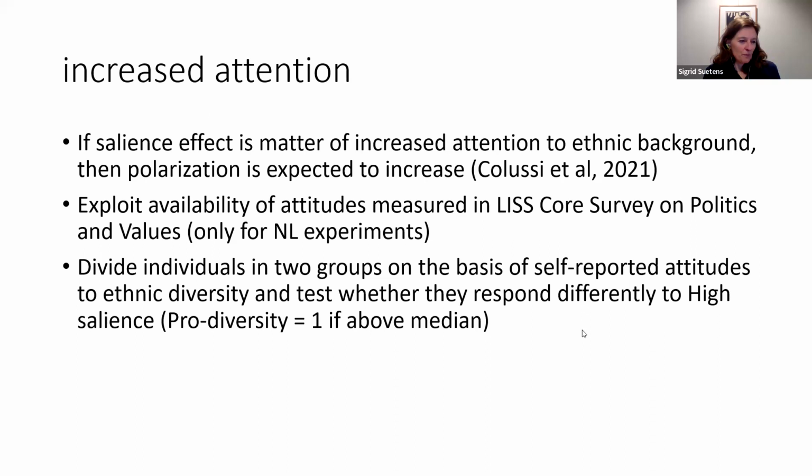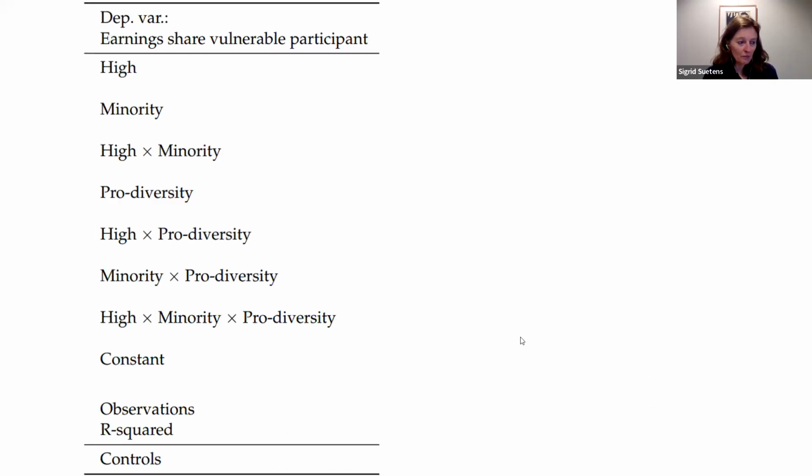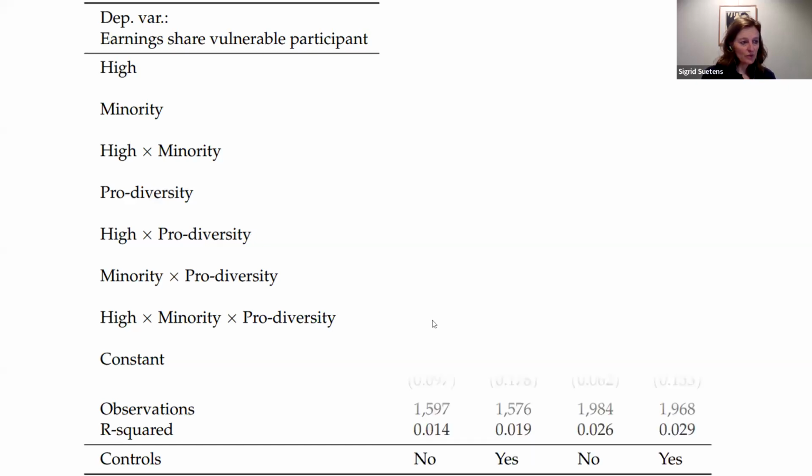Yes, so let me show you what we get if we have the two groups only. First of all, what I'm going to show you here is this triple interaction model where we simply interact with this pro-diversity dummy variable. And the dependent variable is, again, the earning share of the vulnerable participants. So if polarization, or attention, is the main mechanism, then this triple interaction needs to be positive and significant. So let's have a look at how that goes.